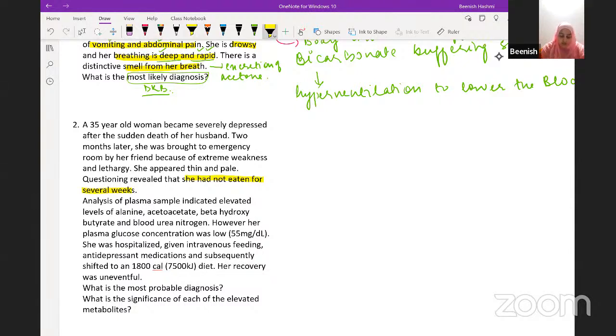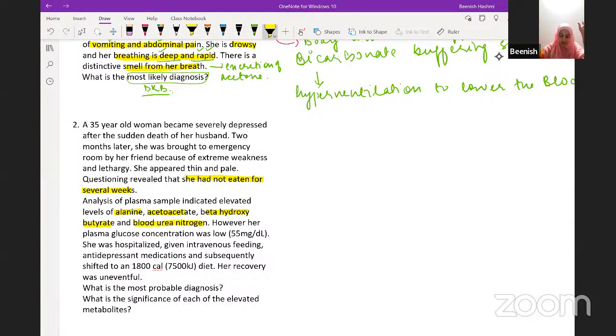Analysis of a plasma sample indicated elevated levels of alanine, acetoacetate, beta hydroxybutyrate, and blood urea nitrogen. However, her plasma glucose concentration was low. She was hospitalized, given intravenous feeding, antidepressant medications, and subsequently shifted to an 1800 calorie diet. Her recovery was uneventful. What is the most probable diagnosis and what is the significance of each of the elevated metabolites? So this is a case of starvation, as you can see.